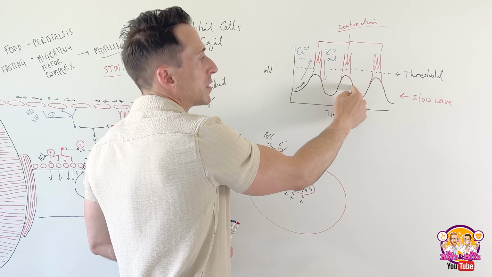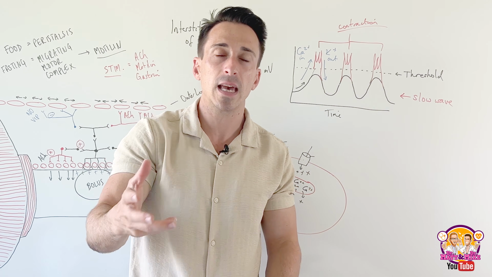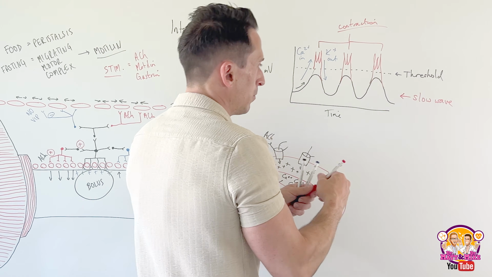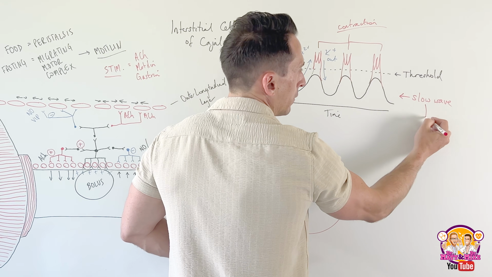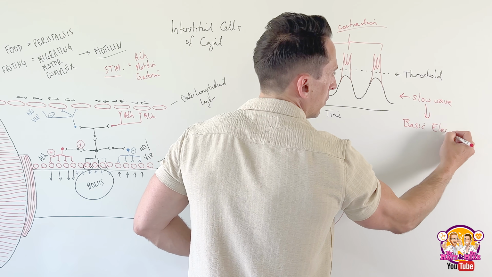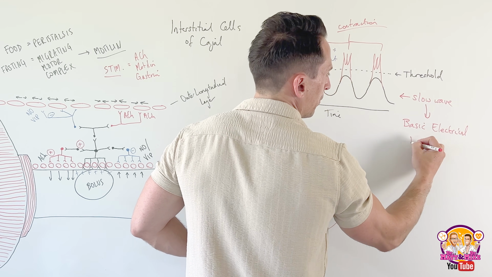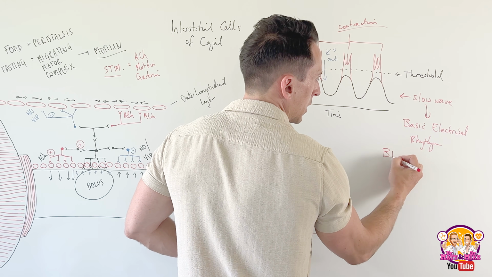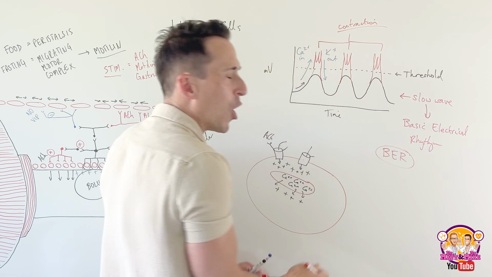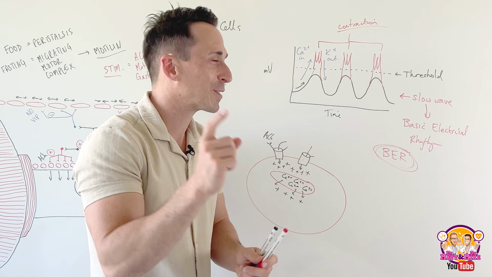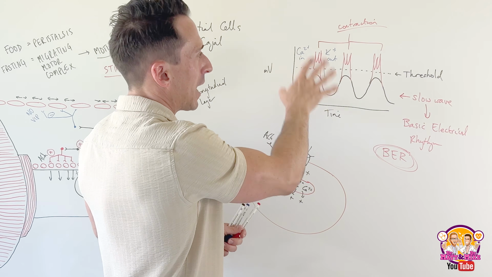calcium in, potassium out. And this is setting the basic electrical rhythm of the heart. That's an important term. So these slow waves, they set the basic electrical rhythm of the heart. Sometimes you'll see it as of the heart, of the smooth muscle, sorry. Basic electrical rhythm of the smooth muscle. All right, so it's happening in that instance.